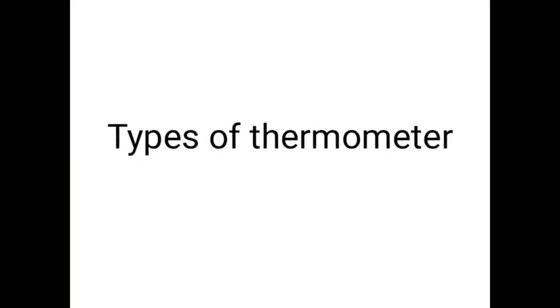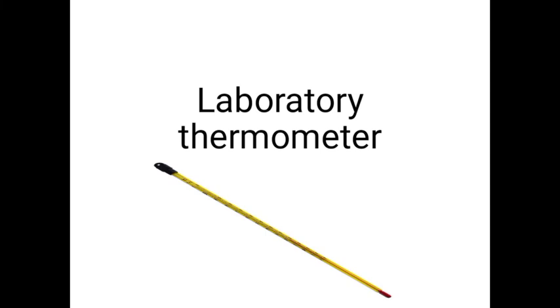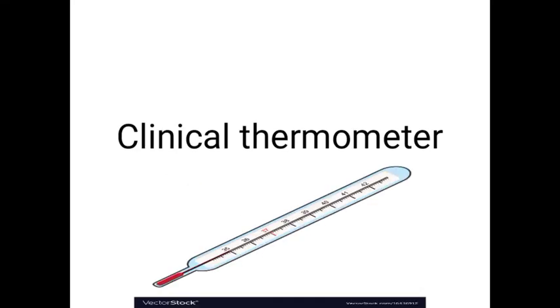Now we will study about the types of thermometer. Number 1 is laboratory thermometer. A laboratory thermometer is used in the laboratories to measure temperature changes while performing different experiments. These thermometers can be used to measure high temperatures of liquids such as boiling water. The range of a laboratory thermometer is from 0 degree Celsius to 110 degree Celsius.